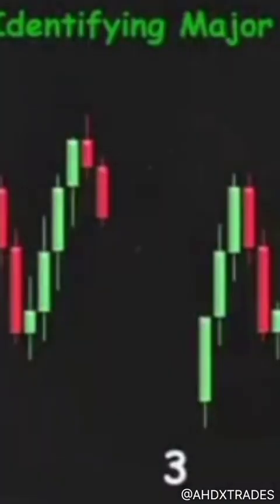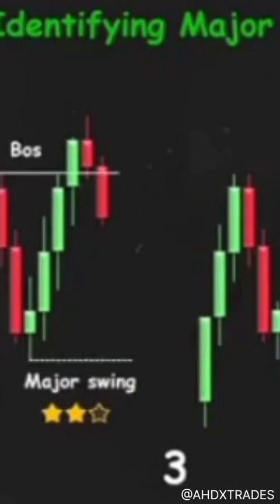Now take a look at these examples. In the first example, none of the criteria we discussed are met, so it is considered a minor swing point. In the second example, we have a break of structure and a significant distance pushed by the price, but there is no imbalance. Therefore, this is considered a major swing with 2 out of 3 criteria met. Here we have imbalance, a significant distance, but no valid break of structure. So this is also considered a major swing point with 2 stars. In the final example, this swing has created imbalance, broken structure, and shown proper distance. Therefore, it is a major swing point with 3 stars.